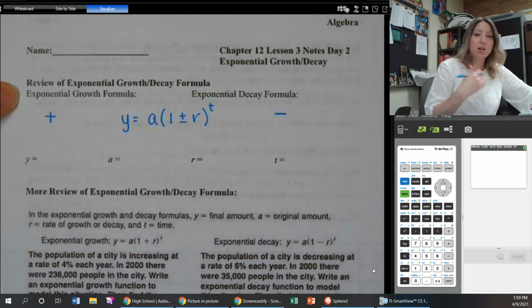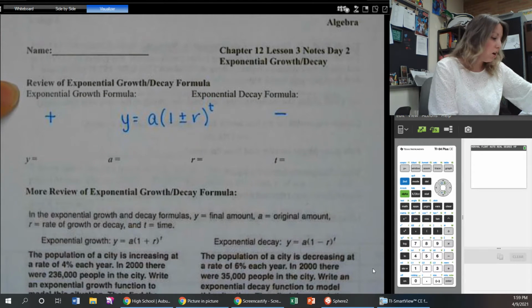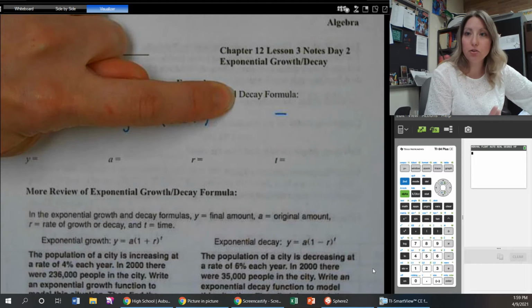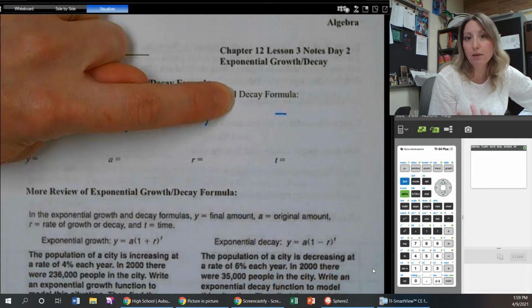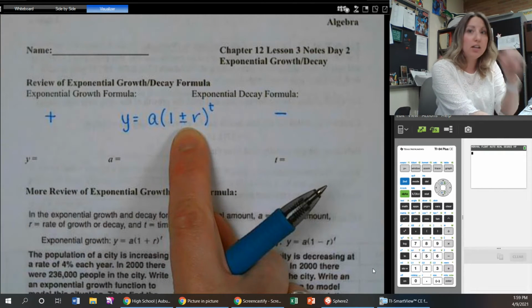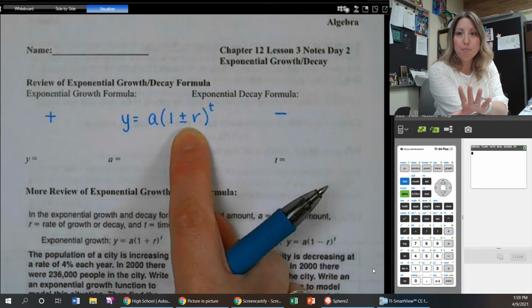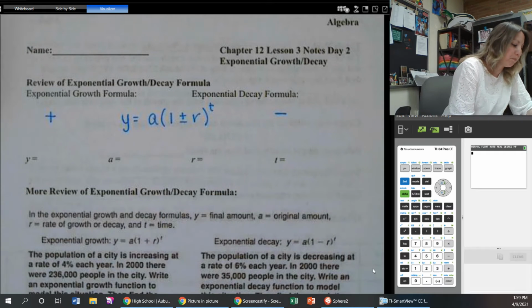So growth is you're increasing the value or the number. The decay is you're decreasing the value or the number or the amount of things that you have, right? So this plus or minus is an either-or situation. It's not both. Okay. One or the other is happening. Can't be both at the same time.